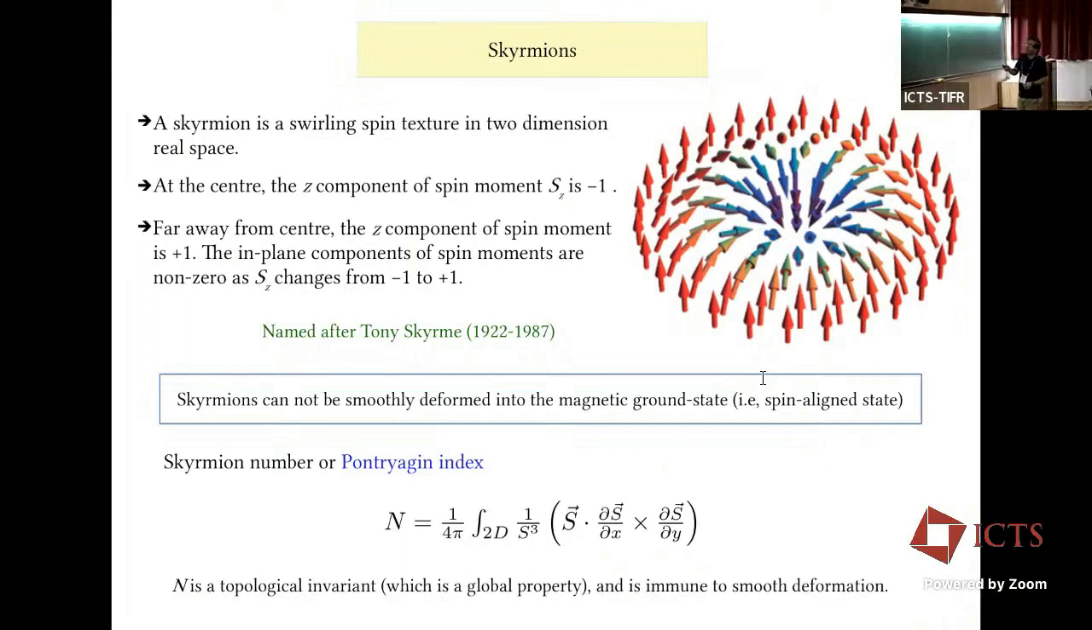This skyrmion cannot be smoothly deformed into a magnetic ground state, and that is because it has a topological invariant. This, what you call the Pontryagin index, maps how the skyrmion behaves in real space to the Bloch sphere of the spin. Okay, and this is an integer. As you know, an integer cannot be smoothly deformed into another integer. So smooth deformation of the spin texture is not going to change this Pontryagin index. It's a global property and is a topological invariant.